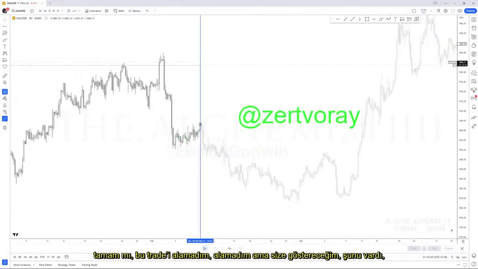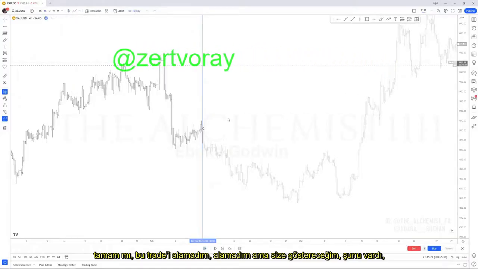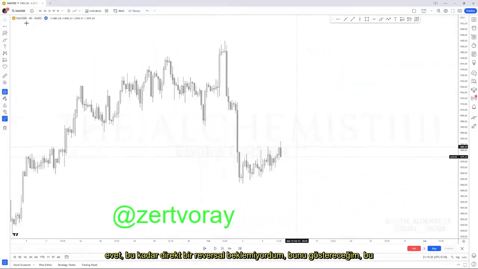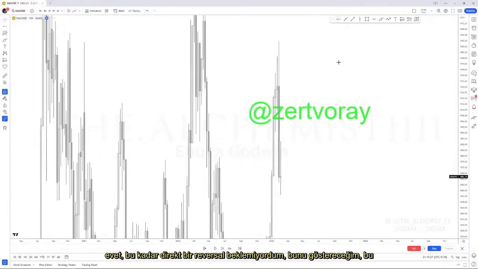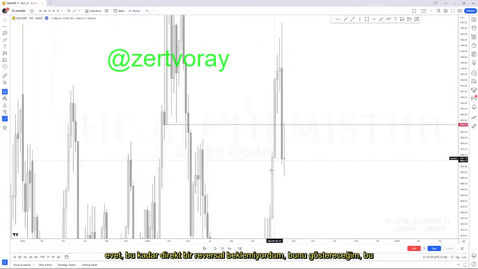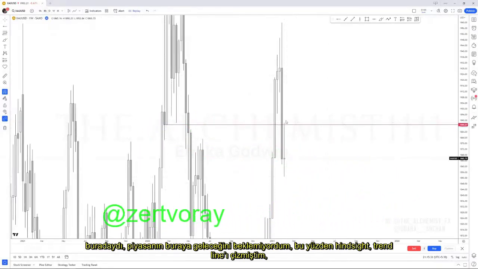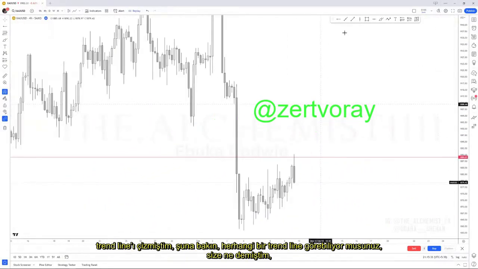I couldn't take the trade though. I'll show it to you though. Look at this. Yeah, I did not expect a direct reversal like that. We had this level. Now, don't worry. I did not expect the market will get here as well. So this is hindsight. I had the TL drawn though. I drew the trend line.